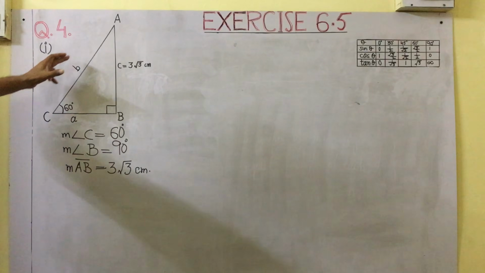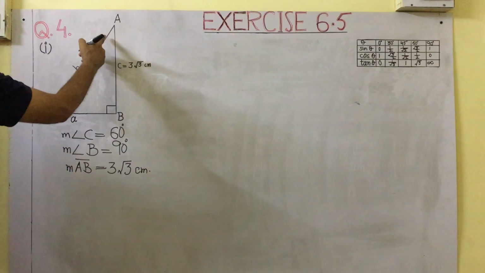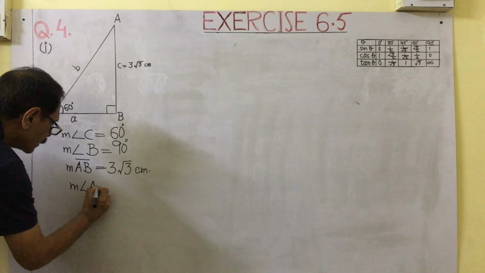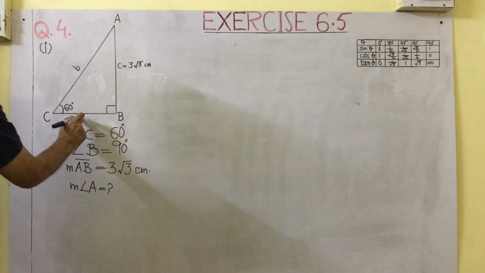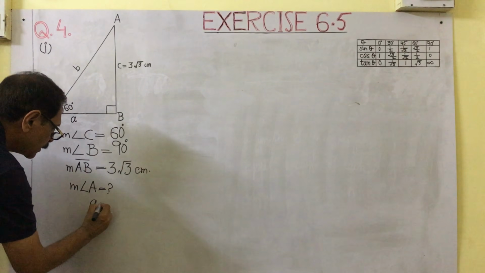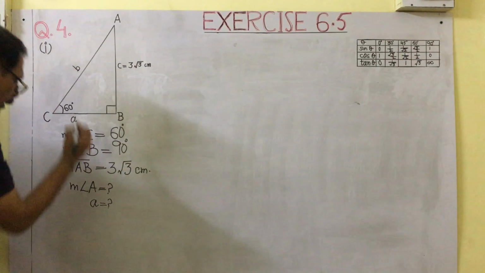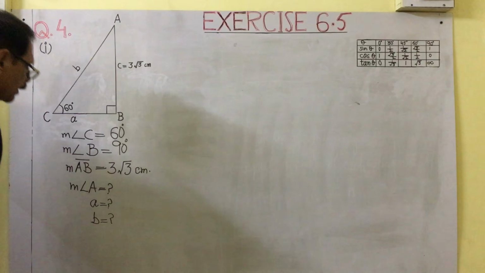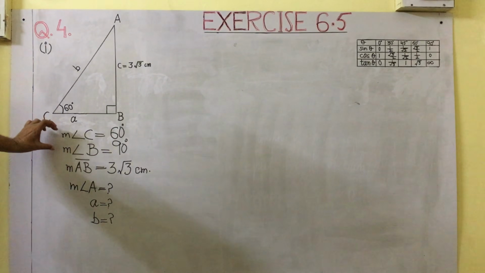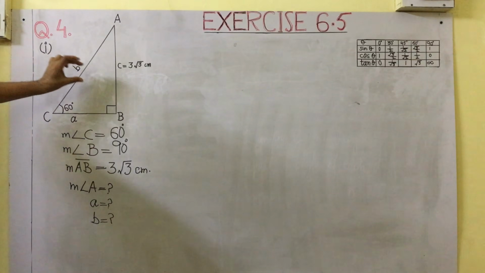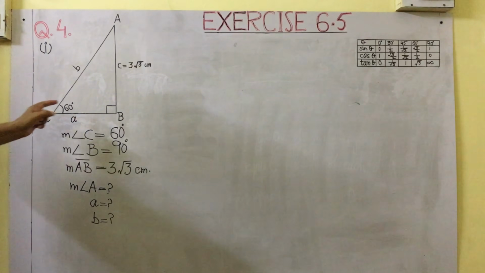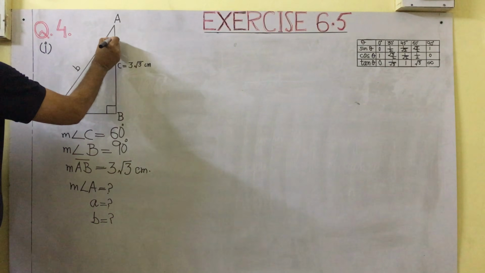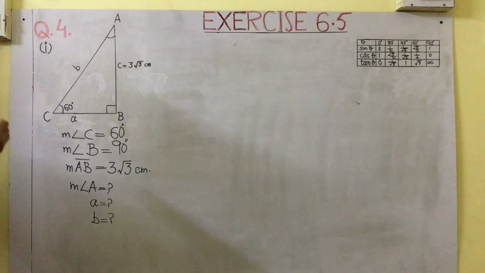Now, what are unknowns? We have to find out angle A, and sides a and b. Firstly, because two angles are given, we can find the third angle because we know that in a triangle the sum of three interior angles is always equal to 180 degrees.